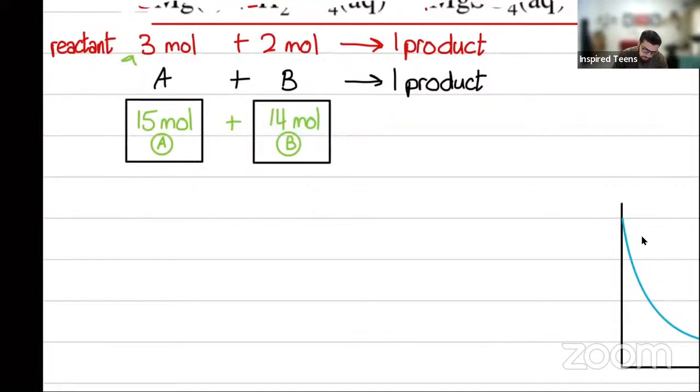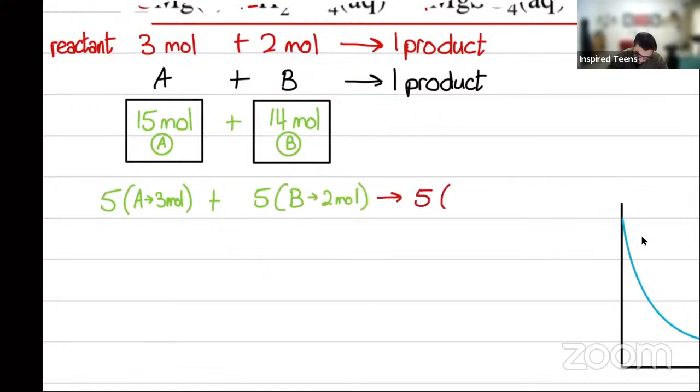So what can we do? In this case, we form 5 reactant A's plus 5 reactant B's. Remember, when we're talking about reactant A, we're talking about 3 moles of it. So 5 times 3 moles of reactant A, and 5 times 2 moles of reactant B. Together they are going to form 5 products.